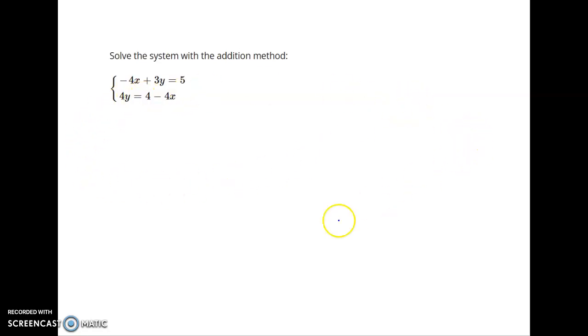Okay, this problem we need to solve with the addition method. Now, when we solve in the addition method, we want both the equations in the form ax plus by equals c. Now notice the first one is in that form, but the second one isn't. And so what we're going to want to do first is add 4x to both sides so we can get it in that correct form.